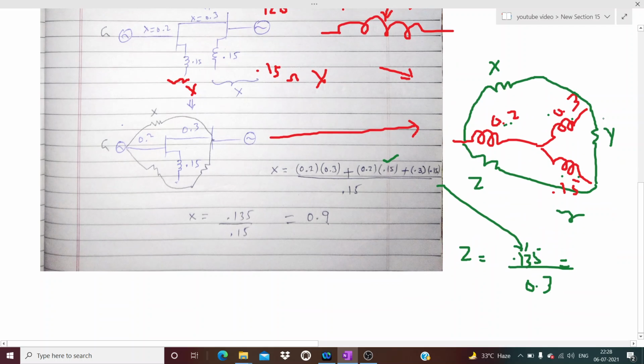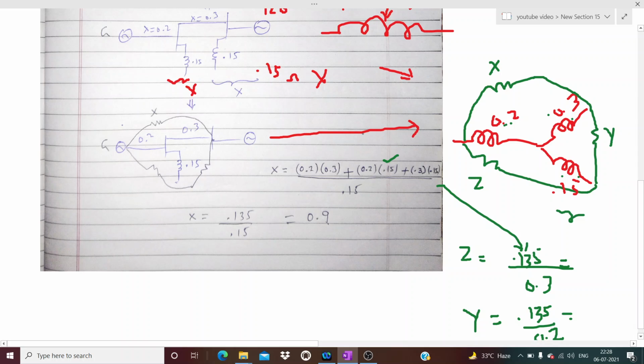Similarly, if you want to find y, then y will be given as 0.135 divided by the reactance which is opposite to y. So this is simply 0.2. Okay, so y and z. Why have I not found them?